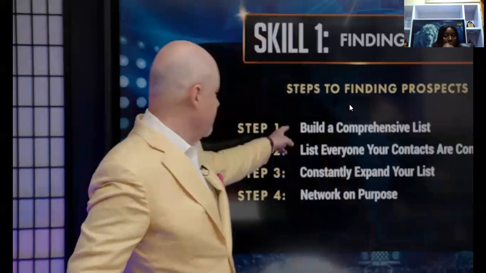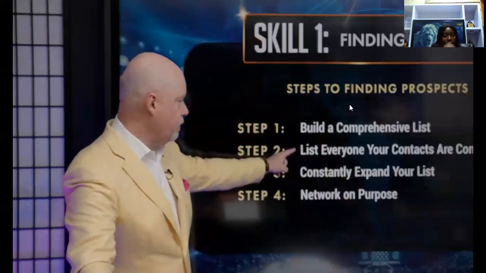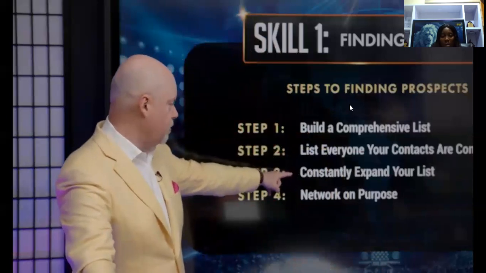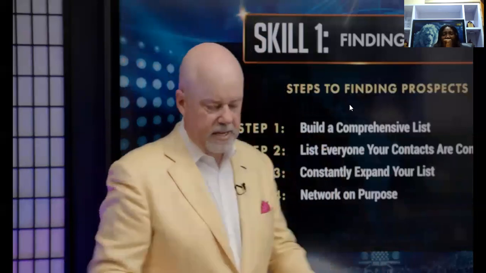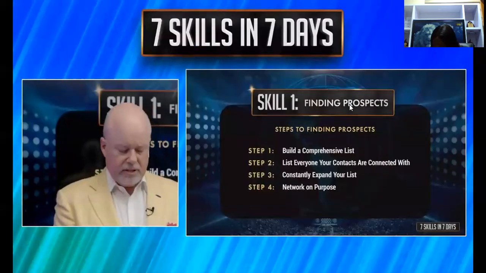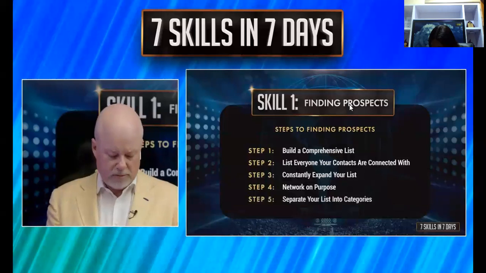Okay? So step 1, build a comprehensive list. Step 2, list everyone your contacts are associated with. Step 3, constantly expand your list. Step 4, network on purpose. And step 5 is to break your groups down into categories.